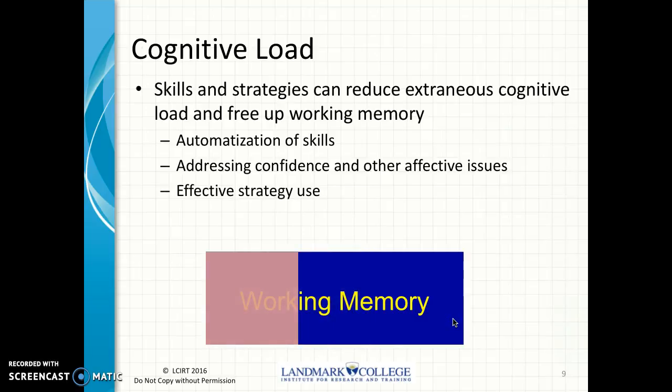For students who may not be able to automatize some skills, and there are certain skills that some students will never be fully proficient in. So a student with executive function challenges will always struggle to some extent with organization and time management and maintaining focus. But they can develop effective strategies to reduce the impact of those factors on their cognitive processing load.